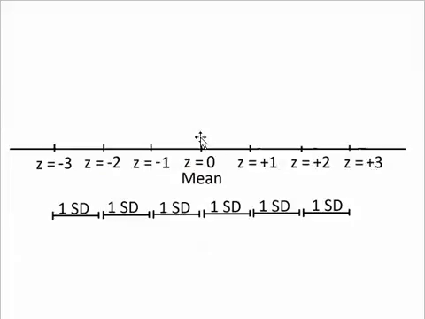Here we can see that a person who falls right at the mean has a z-score of 0. A person who's one standard deviation above the mean has a z-score of +1. A person who's one standard deviation below the mean has a z-score of -1. A person who's two standard deviations above the mean has a z-score of +2. And a person out here who's two standard deviations below the mean has a z-score of -2.